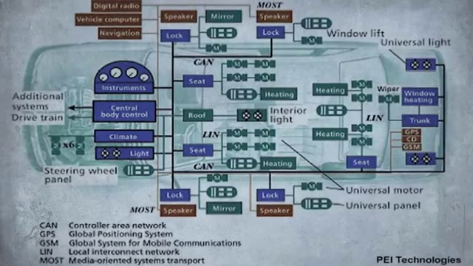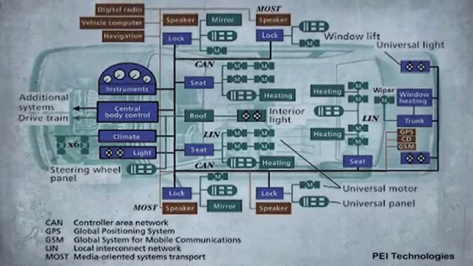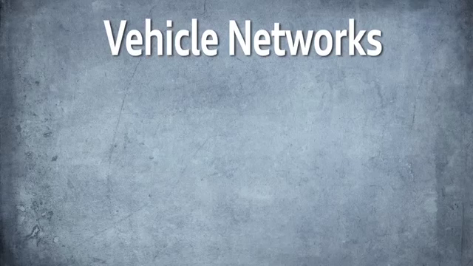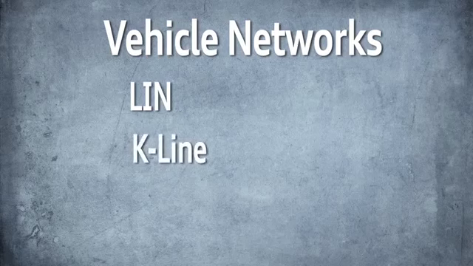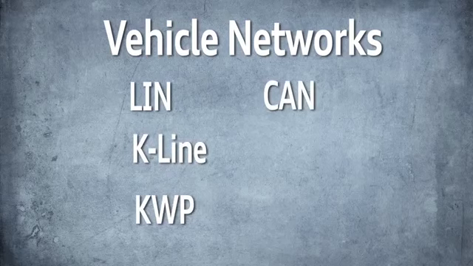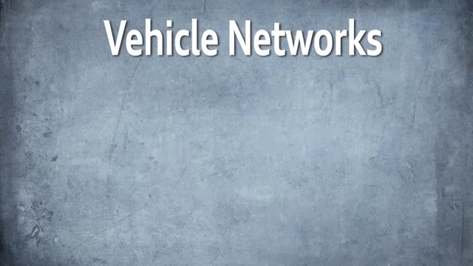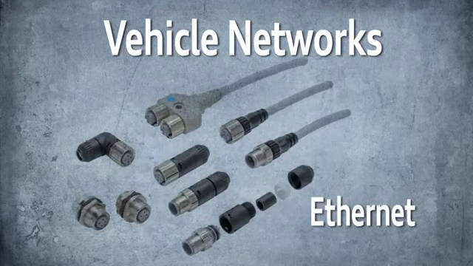There are several different types of buses your vehicle will have, and they vary based on the type of vehicle and the features that are required by your vehicle. Some of these networks are LIN, K-Line, KWP, CAN, MOST, and FlexRay. Which bus your vehicle is using often depends on the cost and what the functionality of that bus is for. One of the new entries you have is Ethernet.